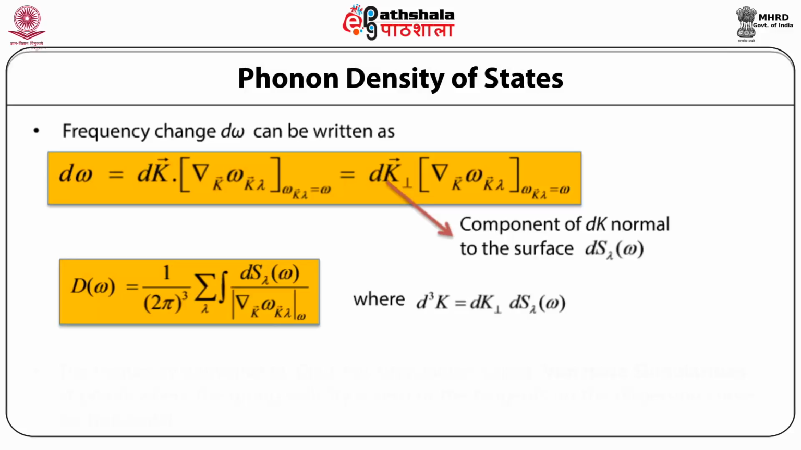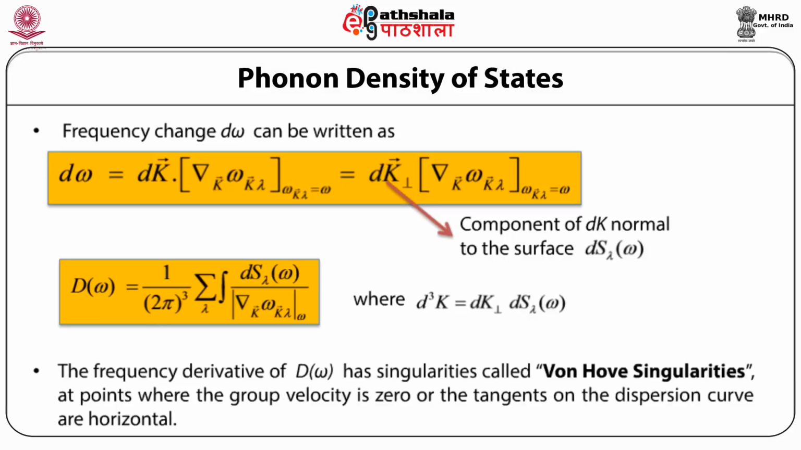So consequently, the density of states D(omega) becomes 1 divided by 2 pi cube summation over lambda integration of dS lambda divided by the modulus of the derivative of omega(k, lambda) with respect to k. Now as you can see, the frequency derivative of D(omega) has singularities called Van Hove singularities at points where the group velocity is 0 or the tangents on the dispersion curve are horizontal.